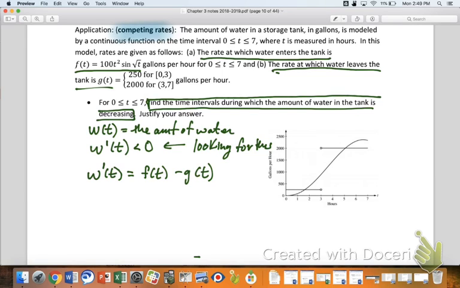Well, let's talk that over. So I think I like the way that it's set up, and here's why. F of T is the rate at which water enters the tank, right? So isn't F of T causing the amount of water to increase? Therefore, that should be a positive rate. But G of T is the rate at which water leaves the tank, causing the amount of water in the tank to decrease. So I would say G of T would need to be the negative. So that's why I do F minus G.